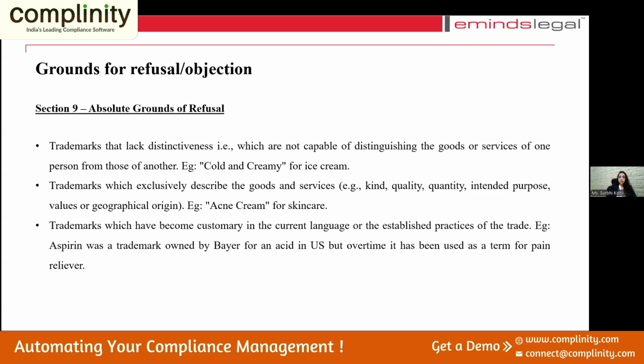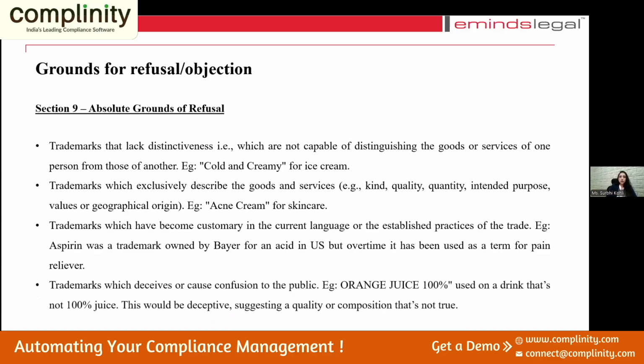Trademarks which have become customary in the current language or the established practices of trade. For example, aspirin was a trademark owned by Bayer for an acid in the US, but over time it has been used as a term for pain reliever, so it cannot be registered.